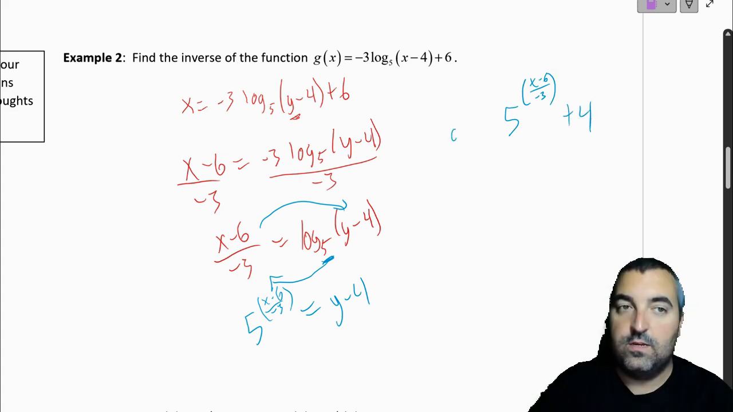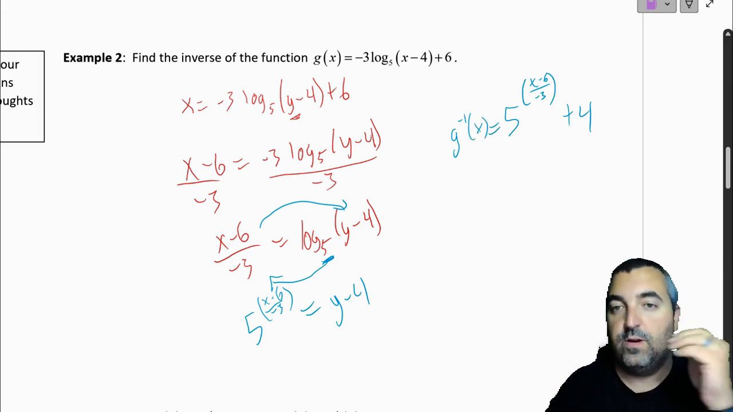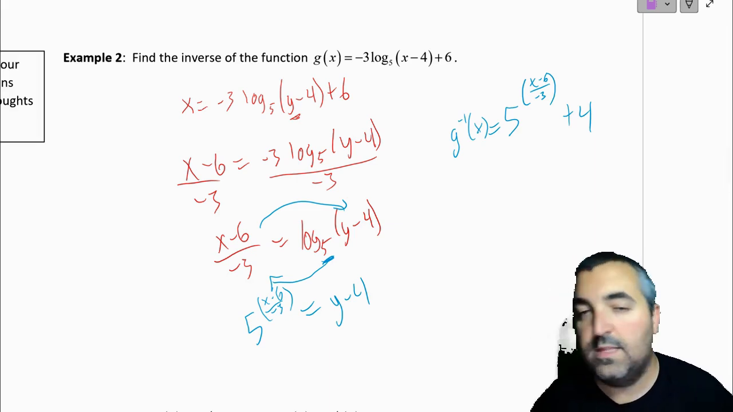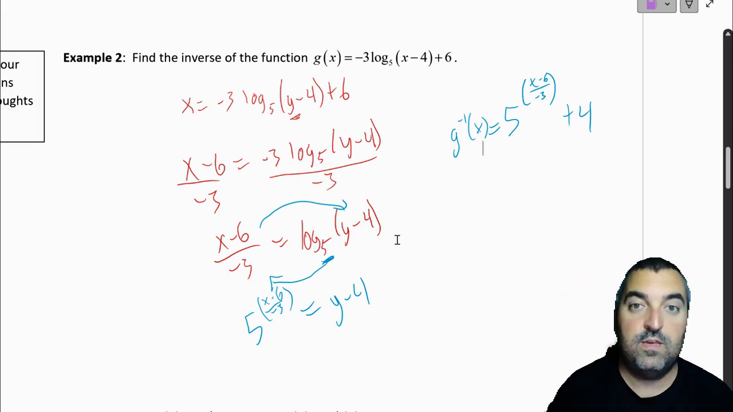And it would be g inverse this time, because we dealt with a g. It was g of x. So there you go. That is writing the inverse of an exponential and writing the inverse of a log.